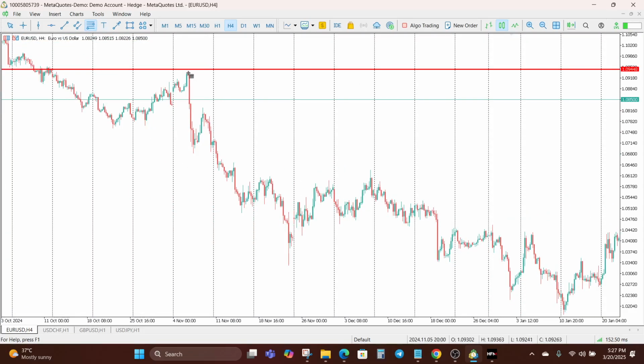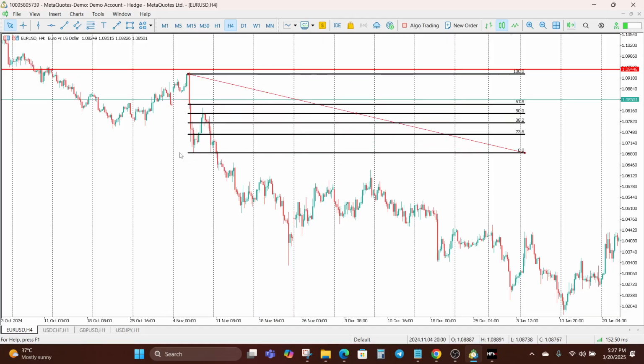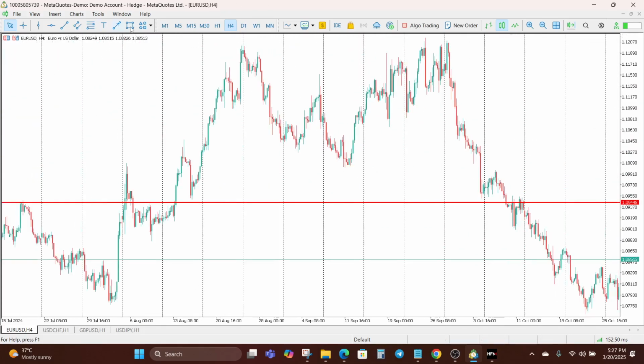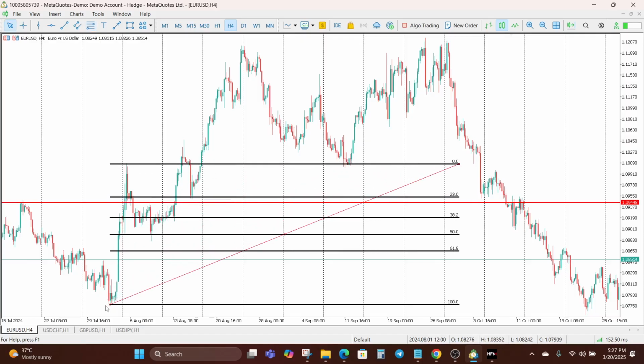You just have to connect it. If it's a sell trend, connect it from the high to the low, and you watch out for the retracement. At this point, it got between 50% and 61.8%. If there's a buy trend, you connect it from the low to the high. You can see from this low to this high, the retracement point was around the 50%.